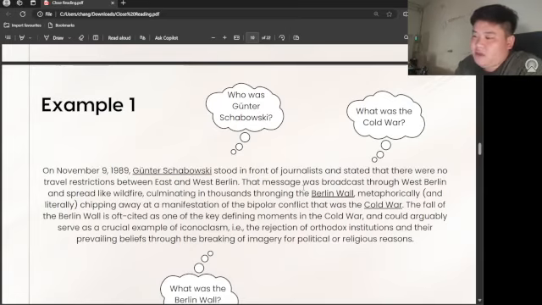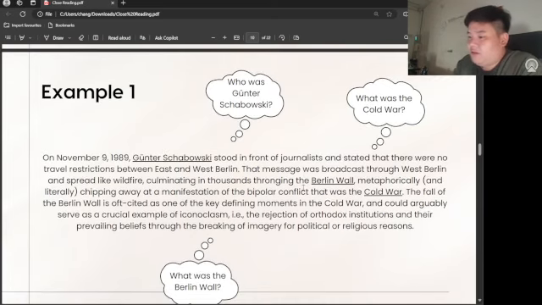So you can ask, who is Gunther Schabowski? What was the Cold War? What was the Berlin Wall? All right, I'm not going to talk about that here. Obviously, if you're interested, do go and read up more, but the short of it is, the Cold War was this geopolitical conflict between the US and USSR, which is modern day Russia as you know it. Although that's not exactly accurate, but for simplicity's sake, yeah.